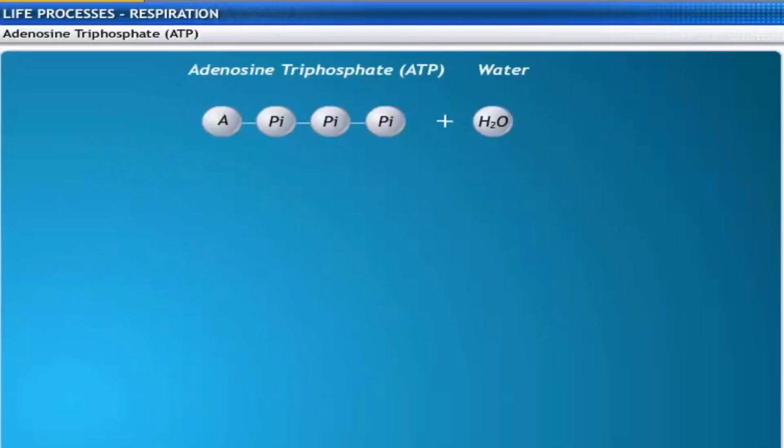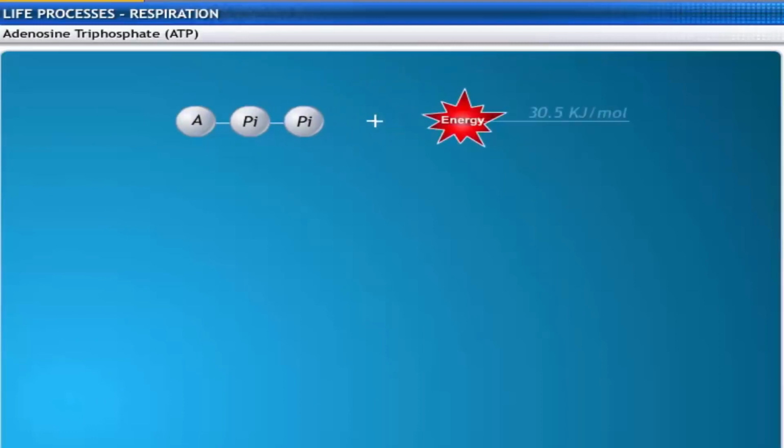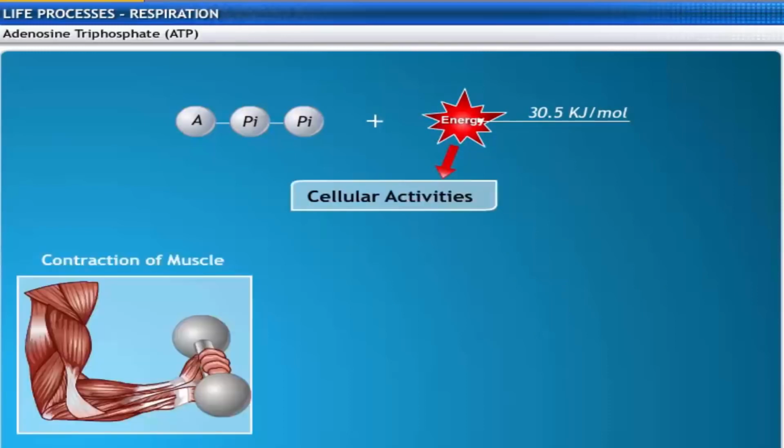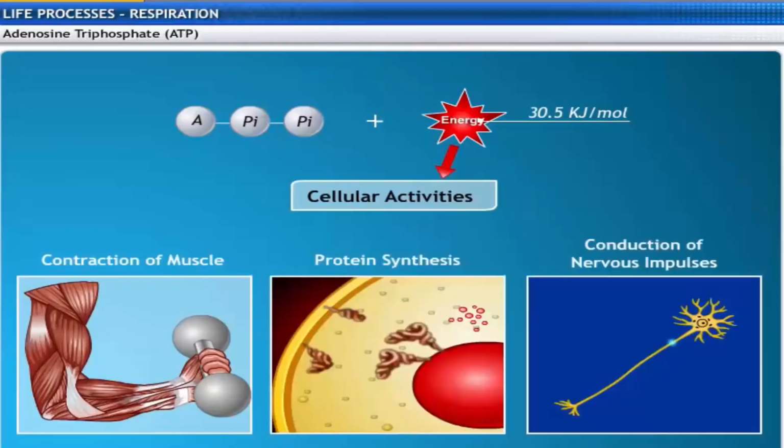When the terminal phosphate linkage in ATP is broken using water, energy equivalent to 30.5 kilojoules per mole is released. The energy from ATP is used for cellular activities such as the contraction of muscles, protein synthesis, and conduction of nervous impulses.